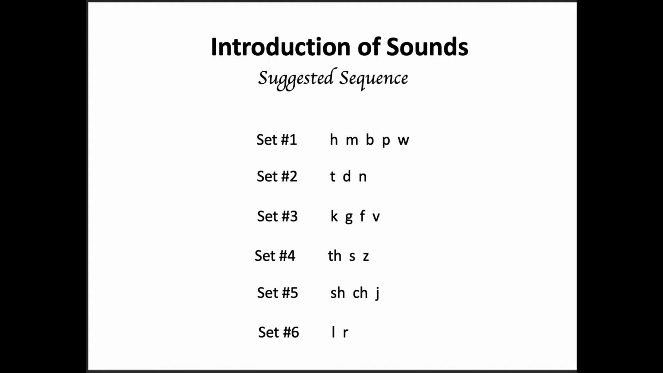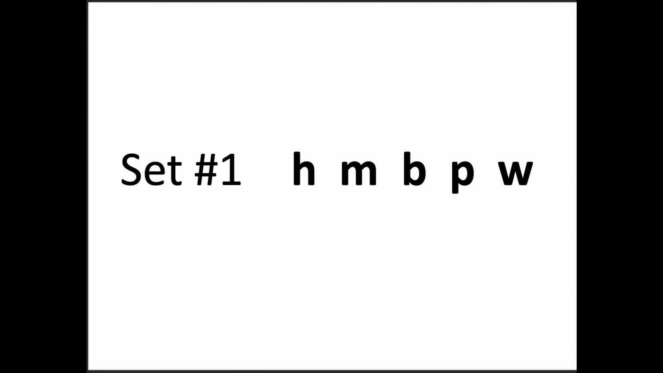It is helpful to start with the more visible and easily produced sounds and then move to the more difficult sounds. So that is exactly what this suggested sequence does. For example, if you are not sure where to start, you can begin with set number 1, which is H, M, B, P, and W.